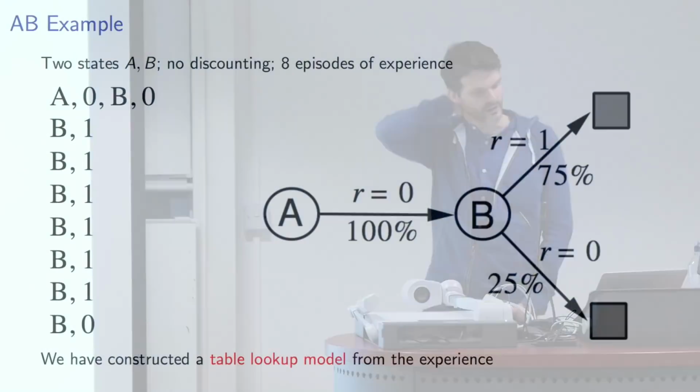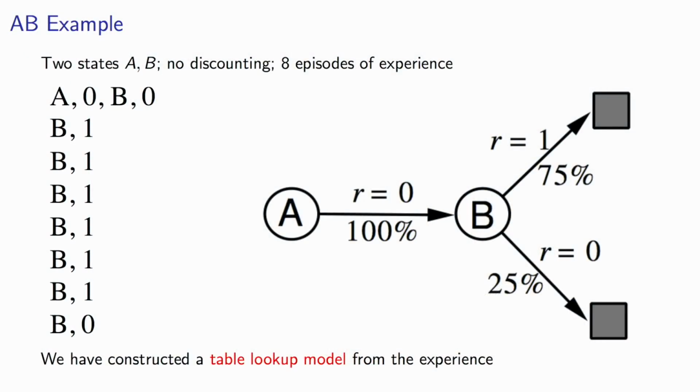This is just an example. This is one we've seen before when we were talking about the difference between temporal difference learning and Monte Carlo. It's the same experience that we had in that case. We've been in state A once, and when we were in state A, we saw a reward of 0, we transitioned to state B, and then we saw another reward of 0. Then we had a bunch of episodes that all started in state B. And in 6 of these 7 episodes, we saw a reward of 1, and in 1 we saw a reward of 0.